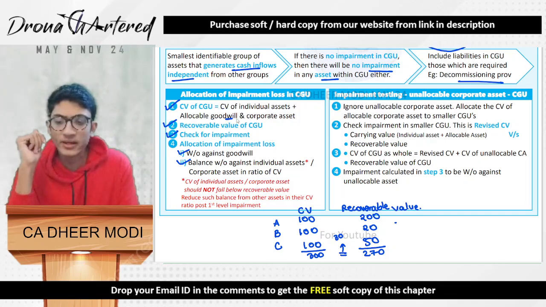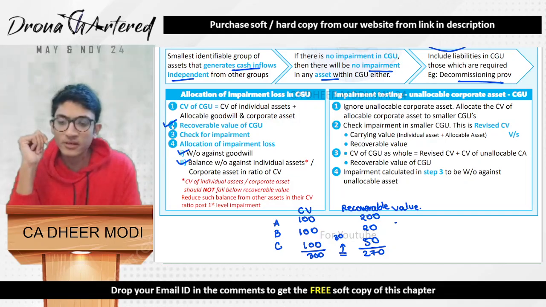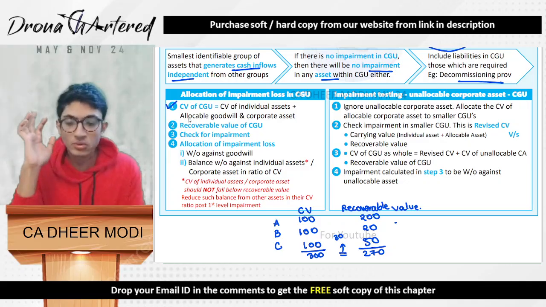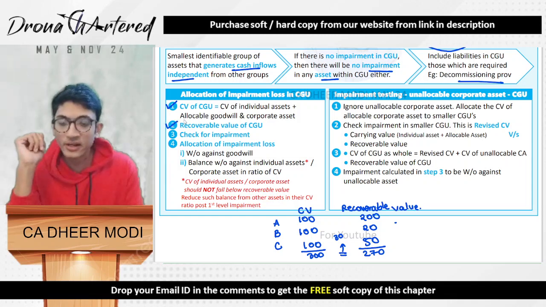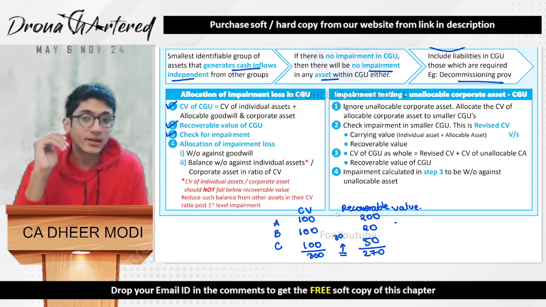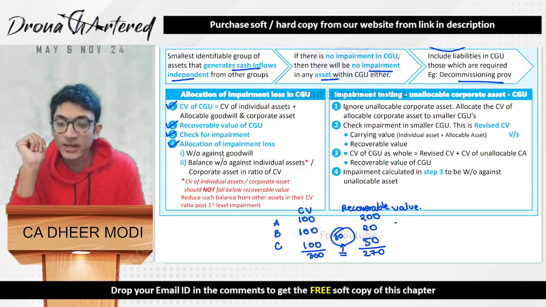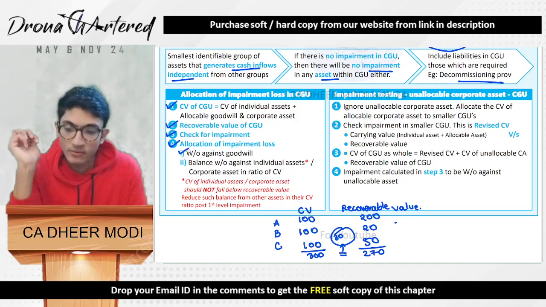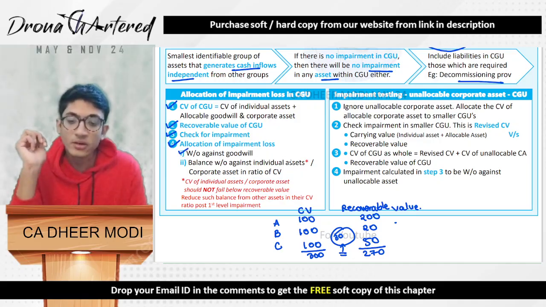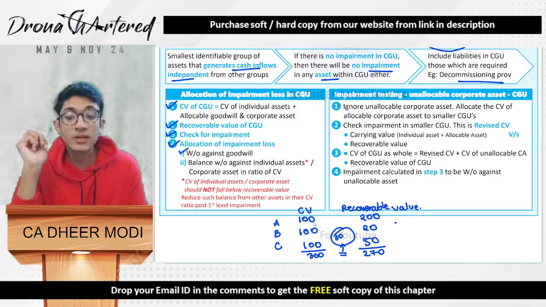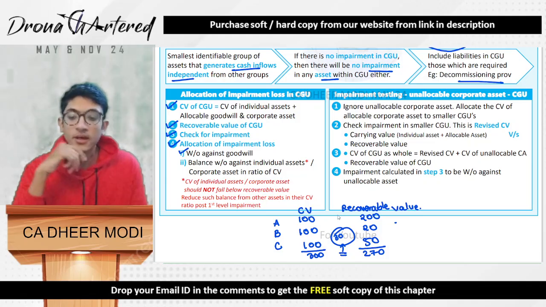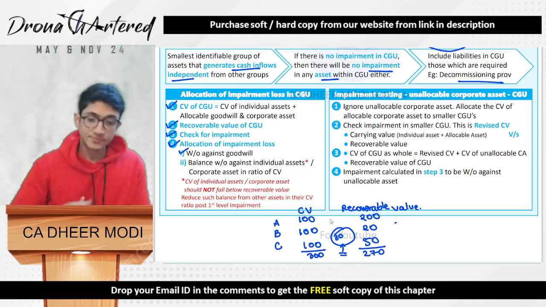For now I'm ignoring any goodwill or corporate asset. We're just focusing on your different types of assets. So first of all, we calculated the carrying value of the CGU, that is your 300. Then we calculated the recoverable value of the CGU, that is 270. Third, we checked for impairment, that is the impairment of 30 rupees. Now what do they say? Allocate first against goodwill. Okay, we don't have goodwill, this part is done. The balance is to be written off against individual assets. So this 30 rupees has to be written off from these individual assets.